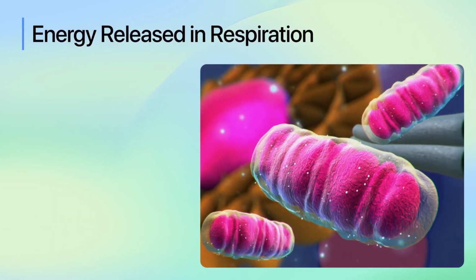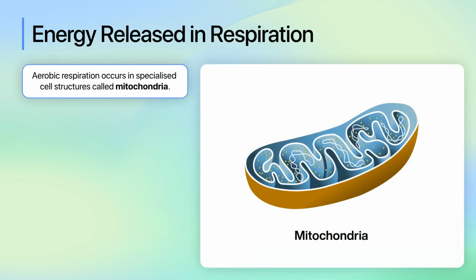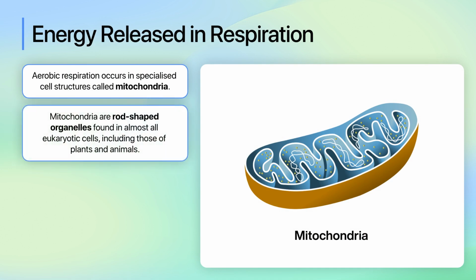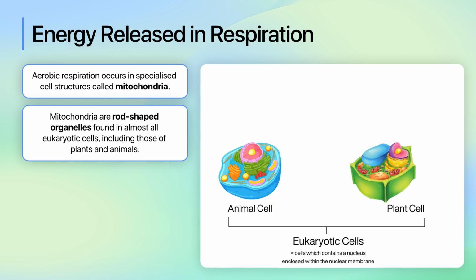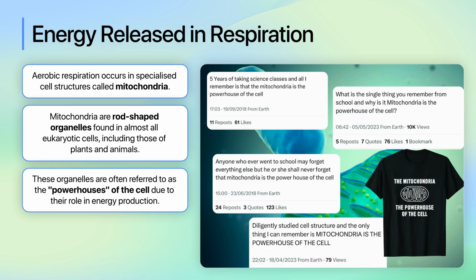We'll now look at the role of the mitochondria and how energy is used. Aerobic respiration occurs in specialized cell structures called mitochondria. Mitochondria are rod-shaped organelles found in almost all eukaryotic cells, including those of plants and animals. You may have heard your teacher refer to the mitochondria as the powerhouse of the cell due to their role in energy production.